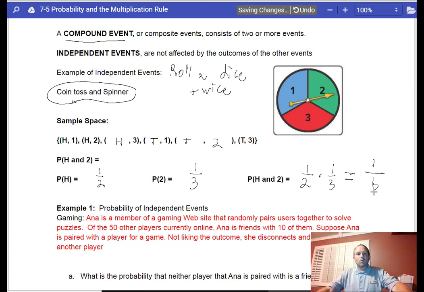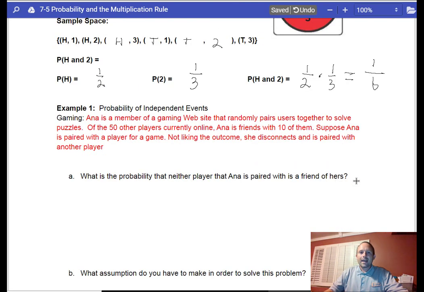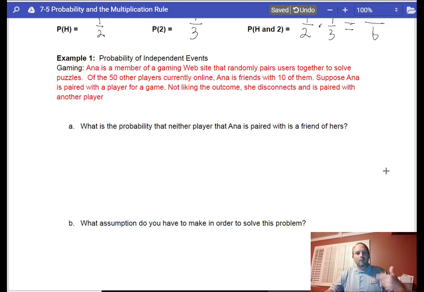So, example 1. The probability of independent events. Anna is a member of a gaming website that randomly pairs users together to solve puzzles. Of the 50 other players currently online, Anna is friends with 10 of them. Suppose Anna is paired with a player for a game. Not liking the outcome, she disconnects and is paired with another player. What is the probability that neither player that Anna is paired with is a friend of hers?